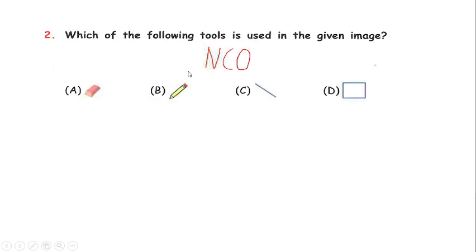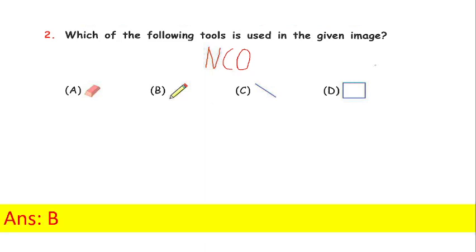Next question, which of the following tool is used in the given image? Eraser, pencil, line or rectangle? Tell me the answer. Answer is B. As we can see that NCO is written freehand, and freehand drawing is made using a pencil tool.